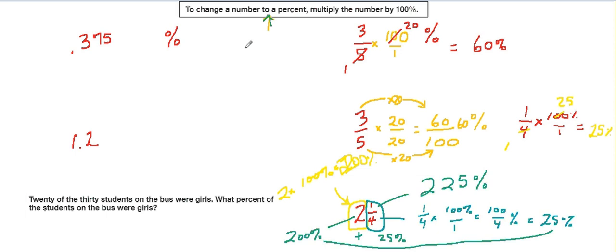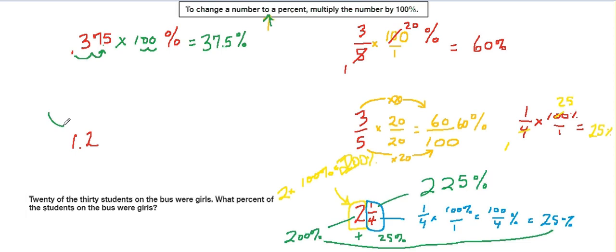So to change a number into percent, you multiply that number by 100%. It works for decimals the same as it did for fractions. If I have 375 thousandths, I multiply by 100%, 2 zeros, right? So that means I'm moving my decimal twice. Answer is 37.5%. Now I'm in percent.